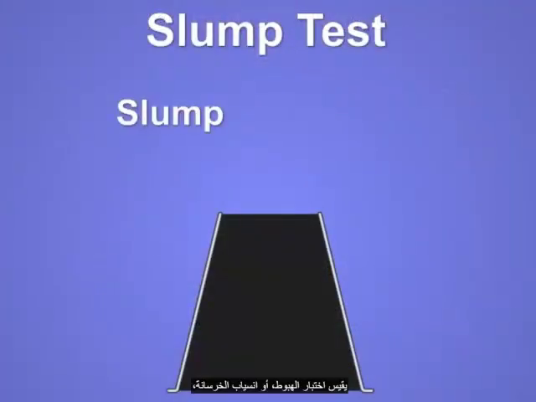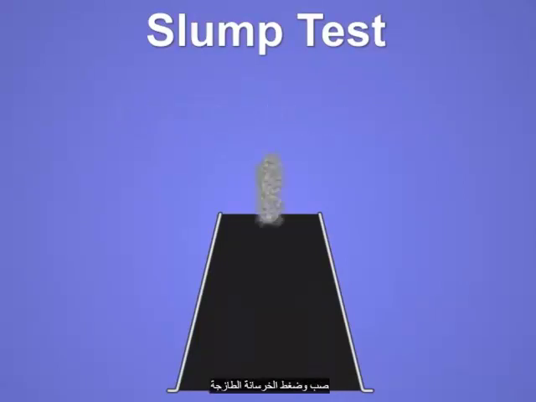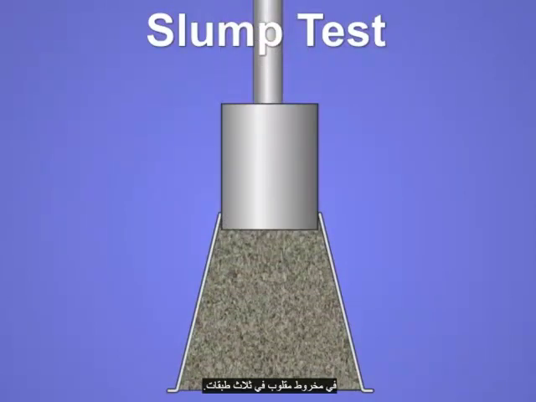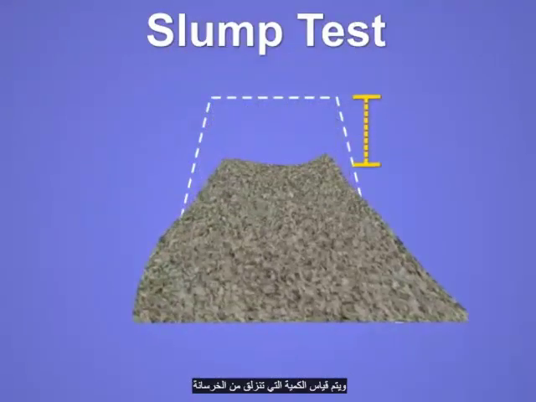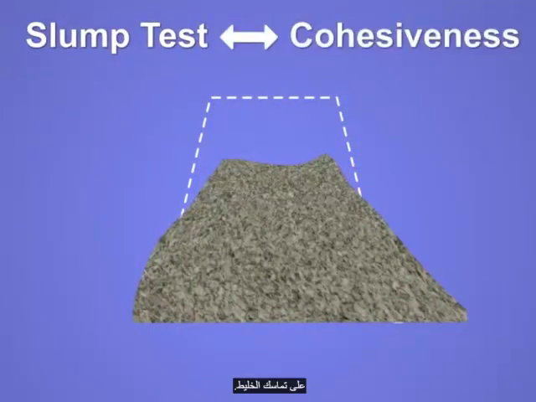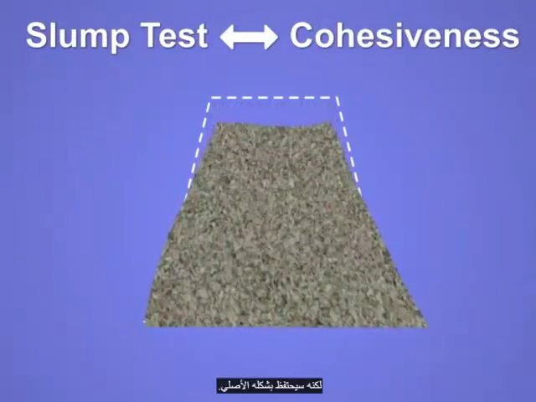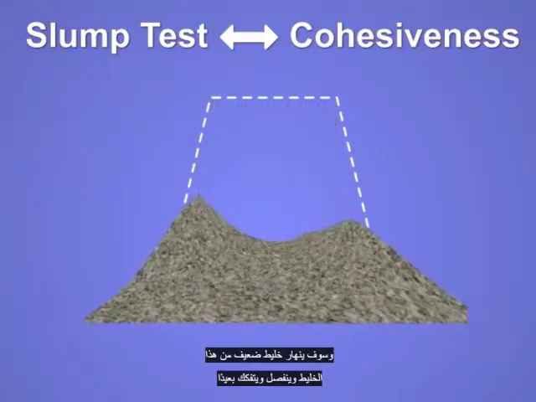The slump, or concrete's flowability, measures the consistency before the concrete sets. The slump test consists of pouring and compacting fresh concrete into an inverted cone in 3 layers. Once the cone is filled, the cone is lifted and the amount that the concrete slumps or subsides is measured. Results of the slump test are an indication of the cohesiveness of the mix. A well-proportioned mix will fall but retain its original shape.